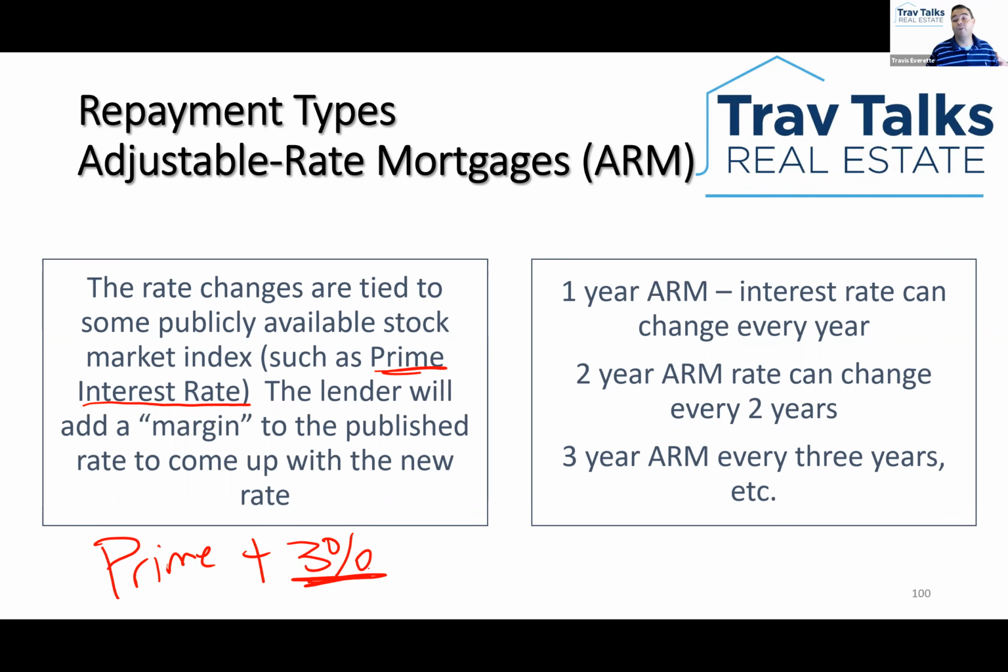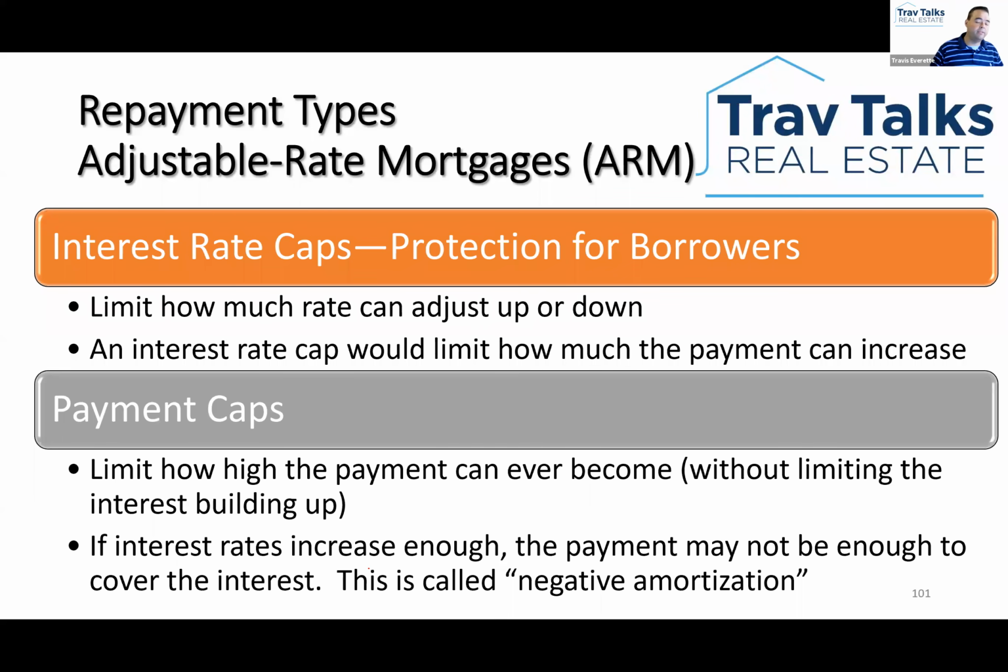So if you have a 3 year arm, the rate adjusts one time every 3 years. If you have a 2 year arm, the rate adjusts one time every 2 years. Everybody okay with that? Okay. It's not like these rates fluctuate on a monthly basis. They're locked in for a certain amount of time.